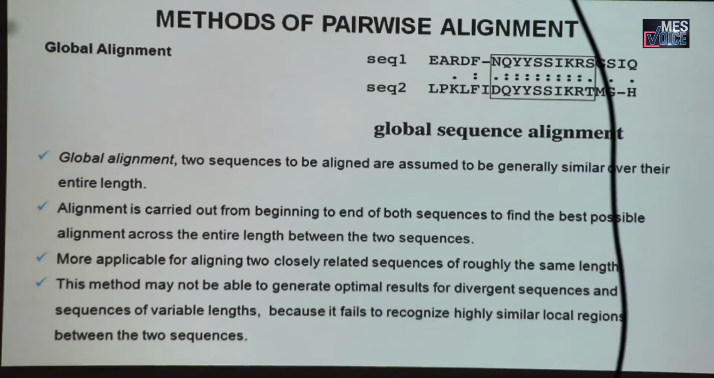Then it is more applicable for aligning two closely related sequences of roughly the same length. We have to consider the length of the sequences which are to be aligned. Then this method may not be able to generate optimal results for divergent sequences and sequences of variable length. So here it fails to recognize highly similar local regions. That is one of the drawbacks of pairwise global sequence alignment.